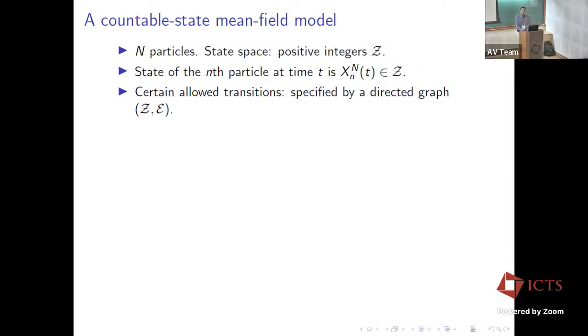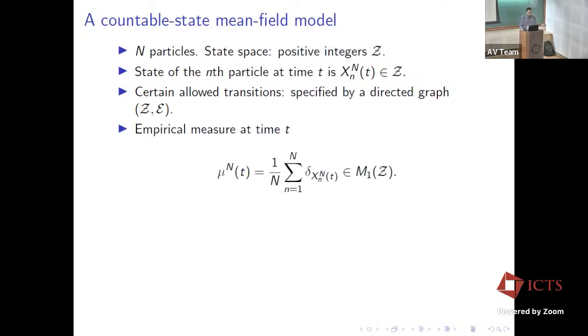Now, the particles can transit from one integer state to another. There are certain allowed transitions, and these are specified by a directed graph. The directed graph has a bunch of edges, and the allowed transitions are denoted by the edge set E. Let's look at the states of all the capital N particles at some time t, and capture the empirical measure. The empirical measure is given by 1 over n times the summation of the Dirac delta measures at the states where the nth particle is at time t. That's a probability measure on the state space Z.